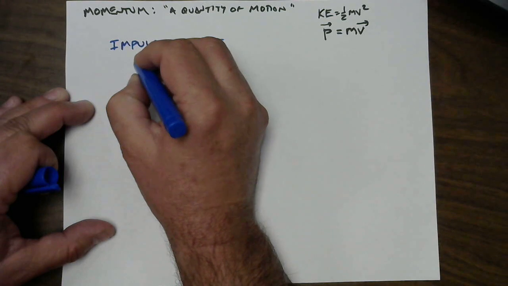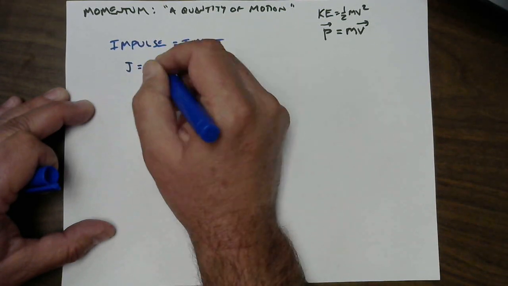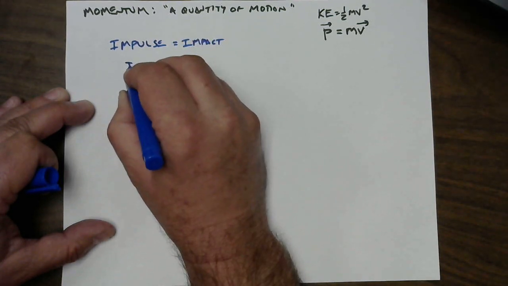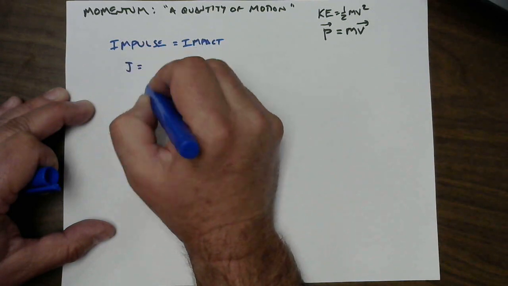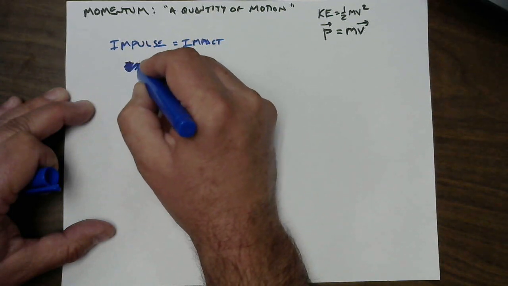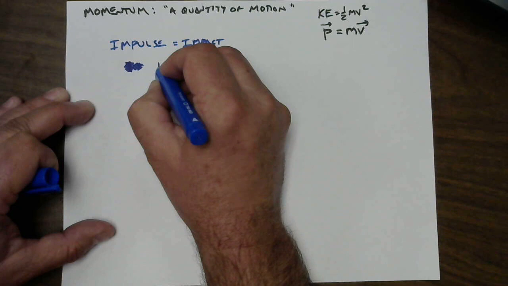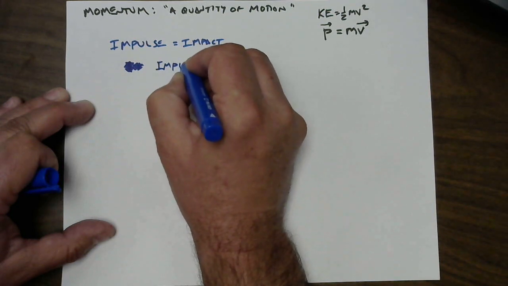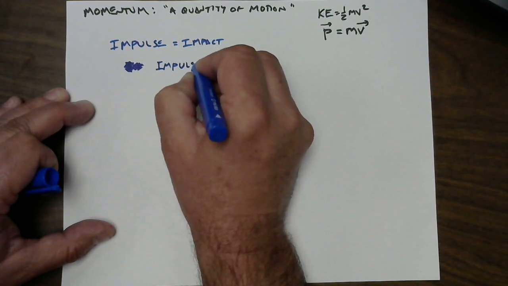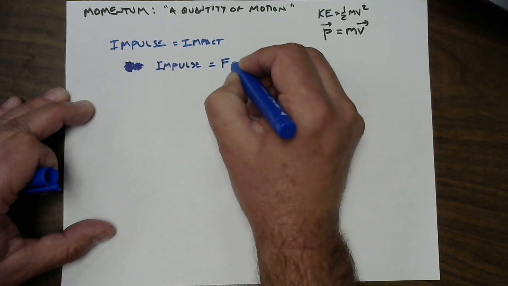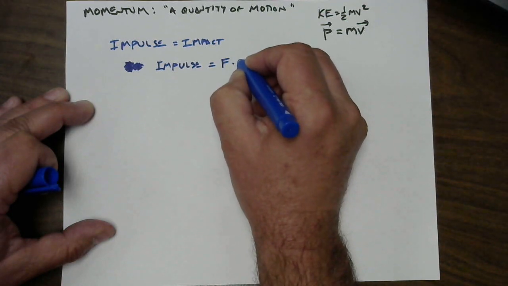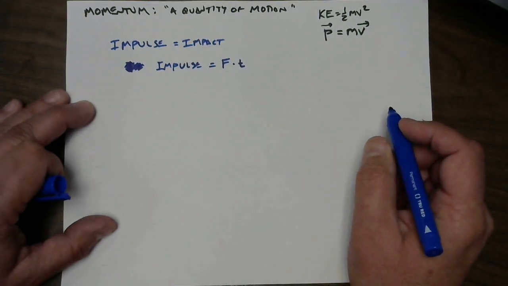Now, impulse is sometimes abbreviated with a J, and this is confusing because joules are J, so I'm not going to do that. I'm just going to write out the word impulse. In fact, I'm just going to cover that up. That didn't exist. The impulse is equal to the force times the amount of time that the force is acting.